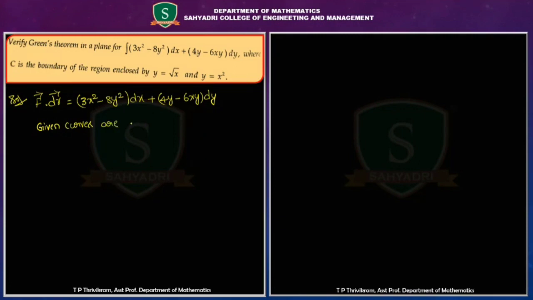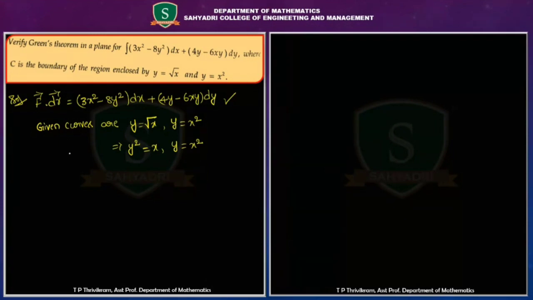So what are those given curves? y equal to root x is one curve. Similarly, y equal to x² is one curve. The first can also be written, if you square both sides, as y² equal to x. So you need to find the integral value through these two curves. Let us see how to solve this.